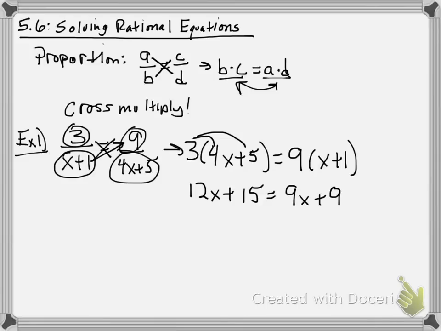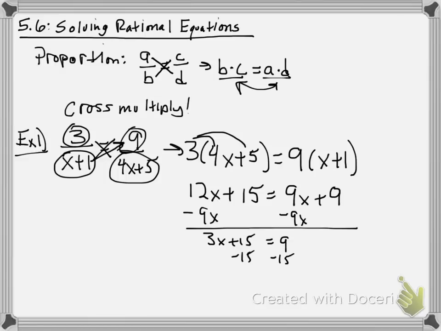From here, we're just in Algebra 1 land, right? We're just going to subtract 9x, bring all the variables to one side. We get 3x plus 15 equals 9. Now I'm going to subtract the 15 from both sides, and I end up with 3x by itself on the left equal to negative 6. And then when I divide by 3, I get x equals negative 2.